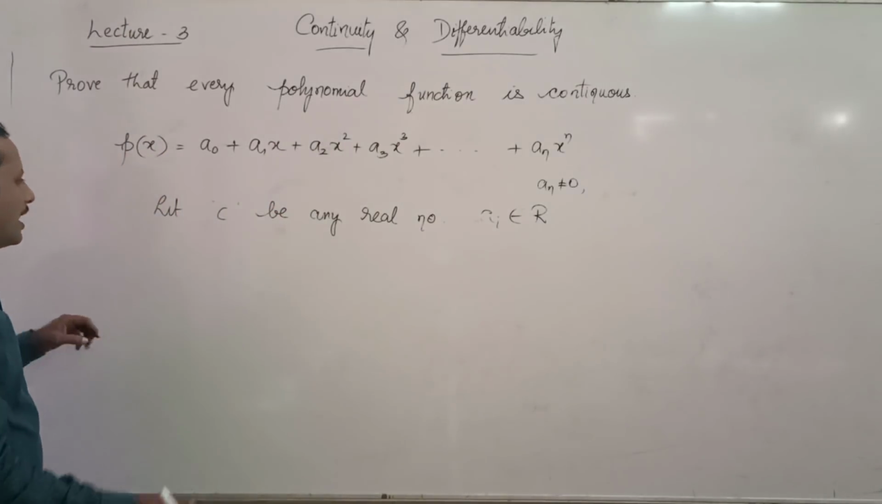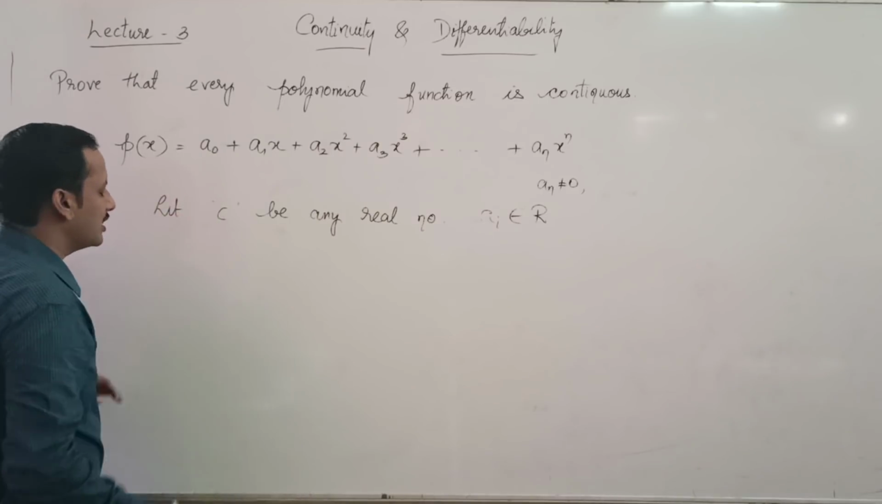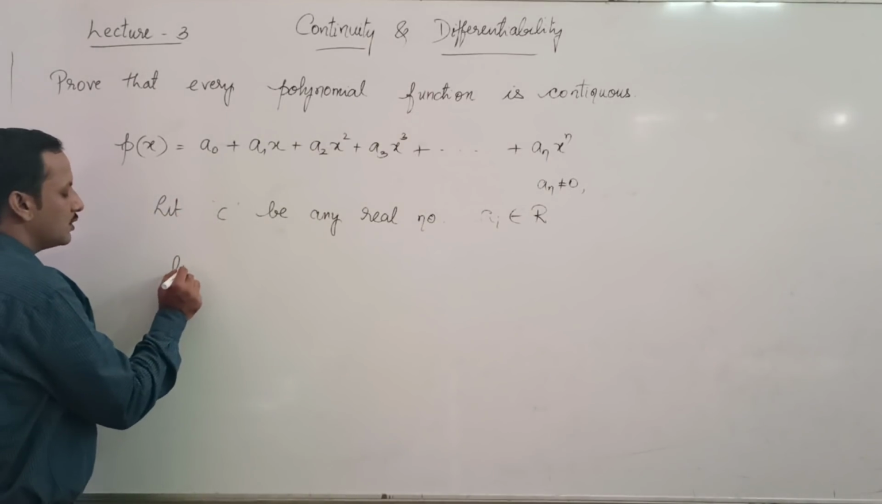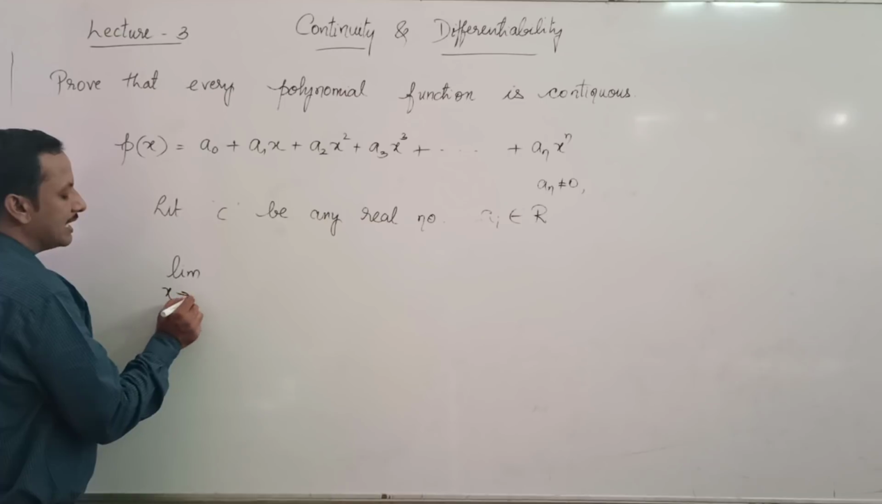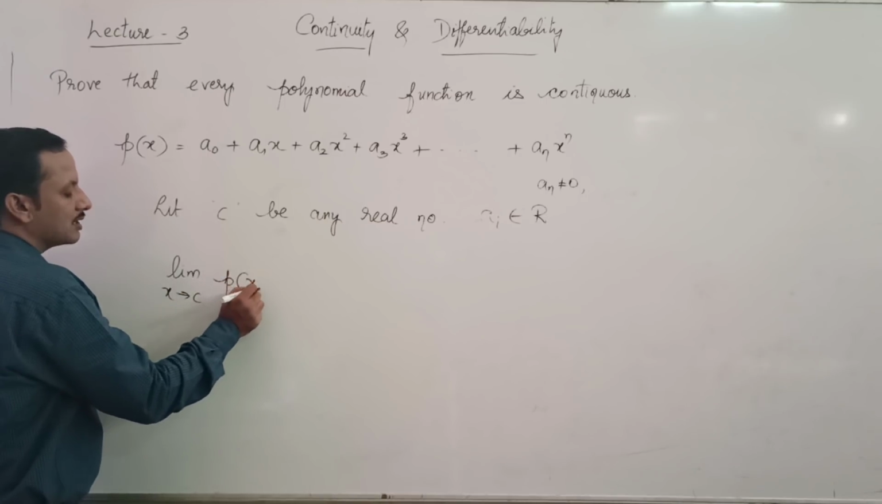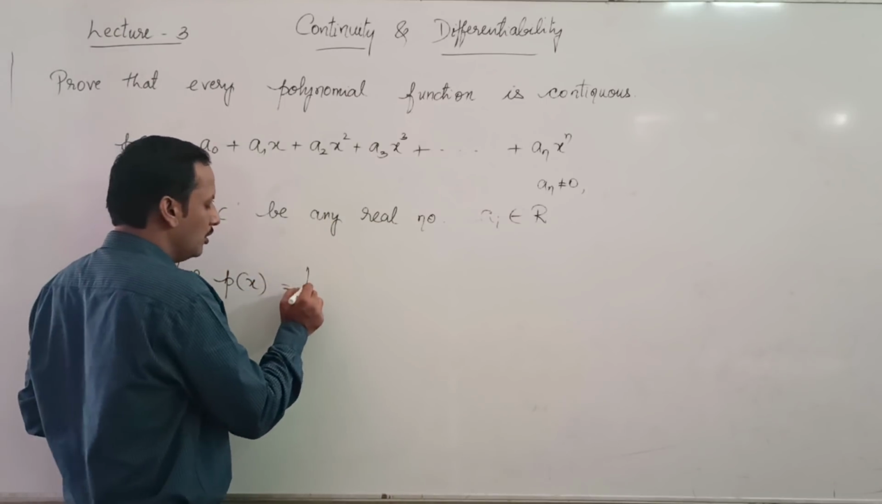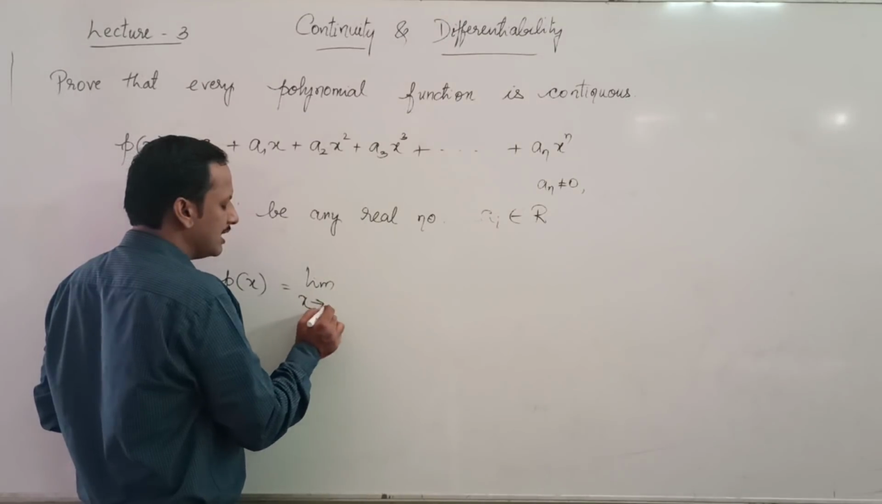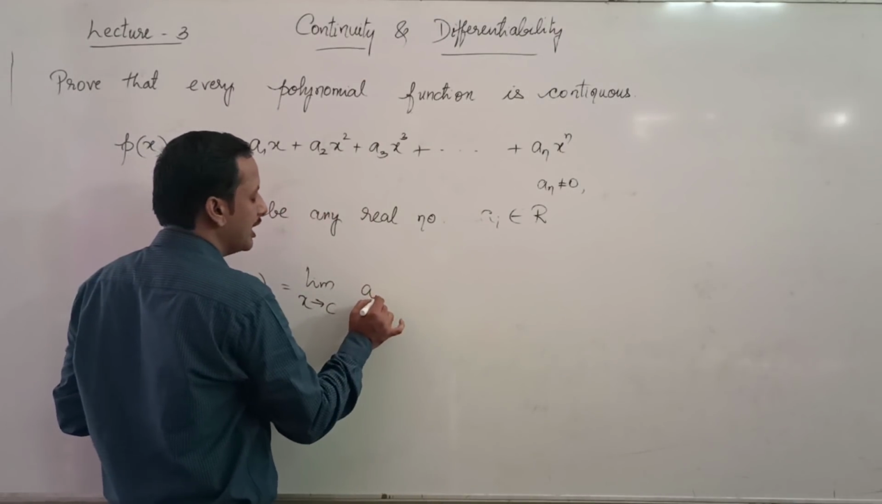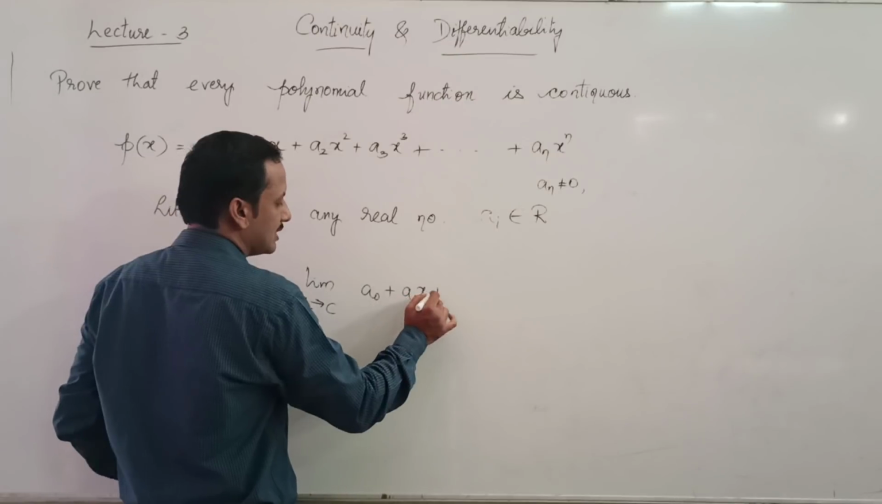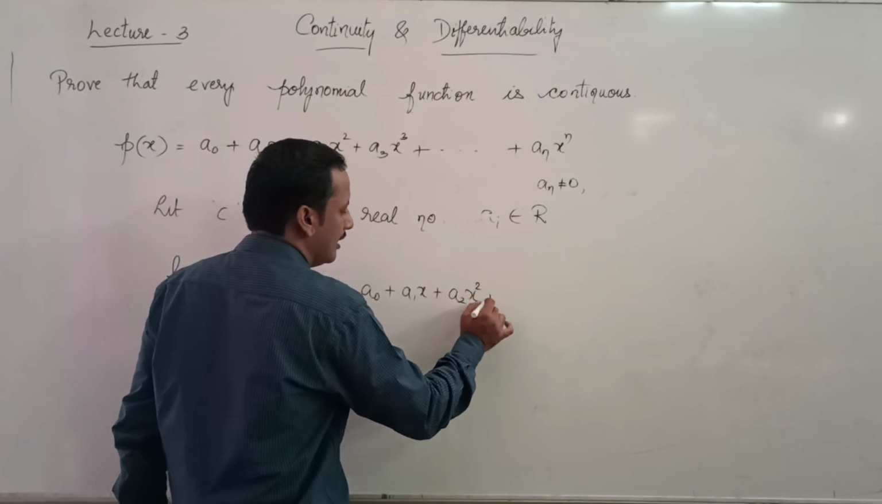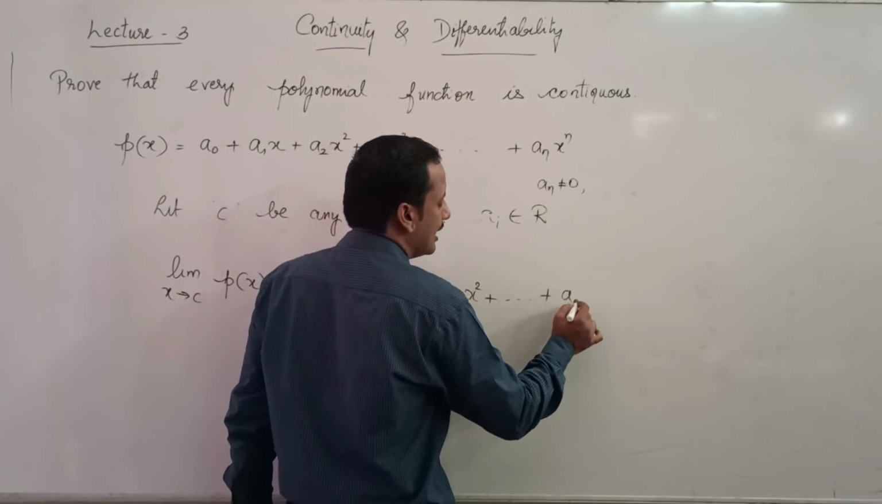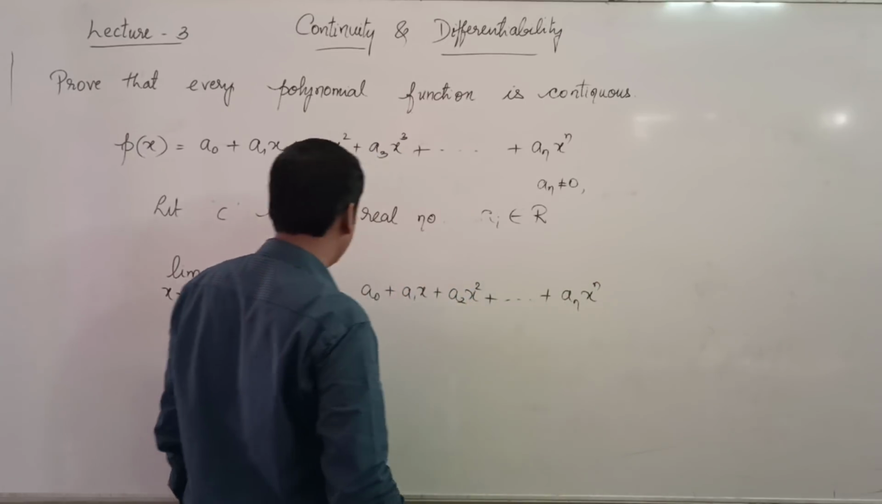Okay. So I want to test the continuity of this function at x equal to c. So for that I will go for limit x tends to c p of x. That's equal to limit x tends to c, p of x, I will write this a0 plus a1x plus a2x square and so on till an x power n.